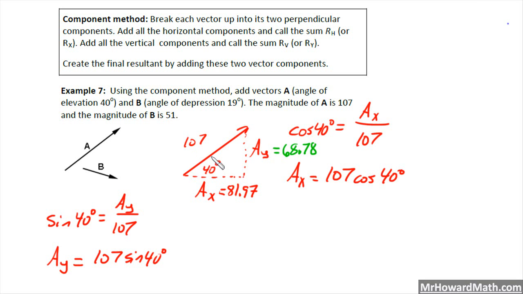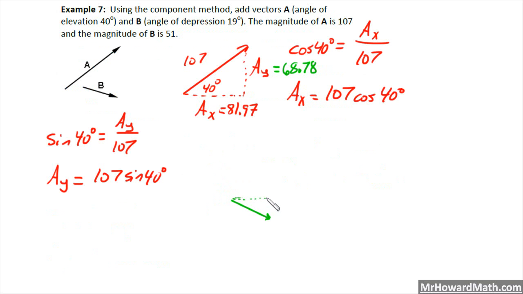Now we need to find vector b, so I'm going to get us some more space here. All right, so we've got vector b here. We'll make a triangle out of it. So it has an angle of depression of 19 degrees, so this angle in the top left corner of that triangle is 19 degrees. So our horizontal is b sub x, our vertical is b sub y, and the magnitude of b is 51. So the hypotenuse of our right triangle here, and we need a right angle there too, is 51, and then whatever the units are here.